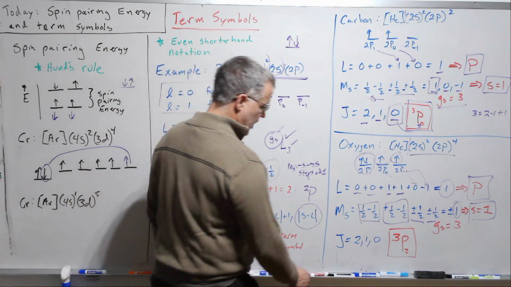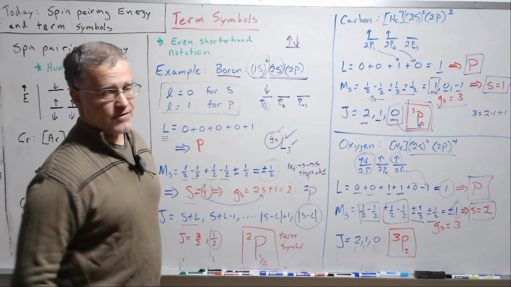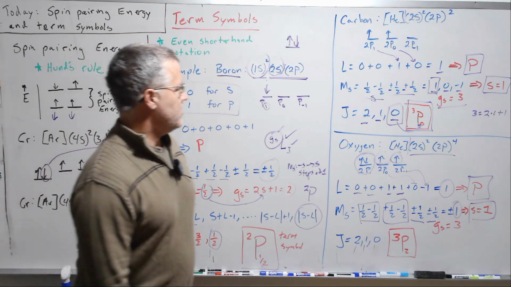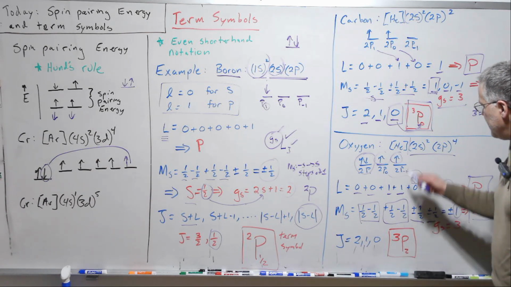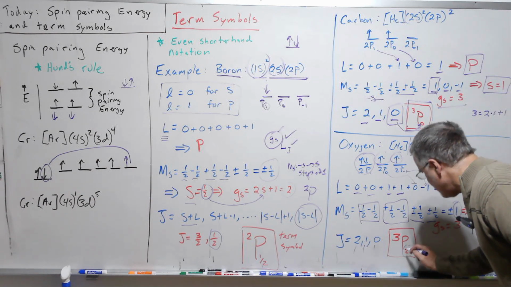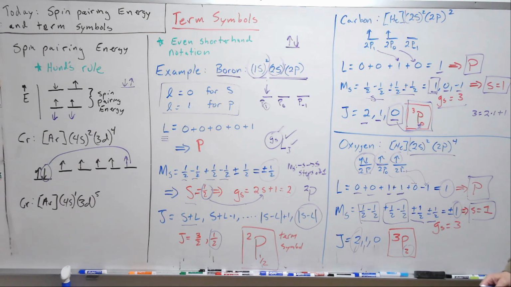So our J then is 2, 1, 0, just like it was for carbon. So we think our symbol is the same, but it's a subtle difference. This is over half full, so we choose the larger of the J values.